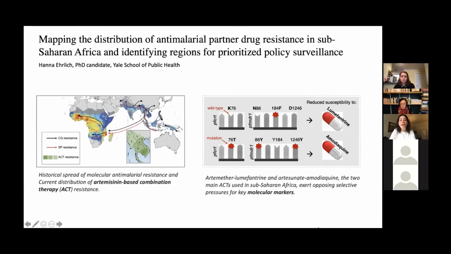An important tool that we have to track the emergence and spread of drug resistance is to look for point mutations in key loci associated with drug resistance, including 2 transporter genes, PFCRT and PFMDR1. For the most common ACTs used in Africa, specifically artemether-lumefantrine and artesunate-amodiaquine, resistance appears to be selected for in opposing directions based on in vitro and field studies. So for example, the wild type PFCRT K76 is selected for after lumefantrine treatment, whereas the mutation 76T is selected for after amodiaquine treatment.